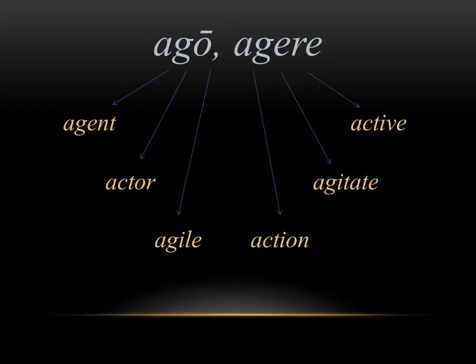So if you think of someone who's an agent, it means they put things in motion, they do things. The same goes for the word actor. An actor is someone who's moving across the stage. And again, active, agitate, they're all holding on to this same meaning. So if you can remember one of these derivatives, it will help you with the translation of ago, agere.